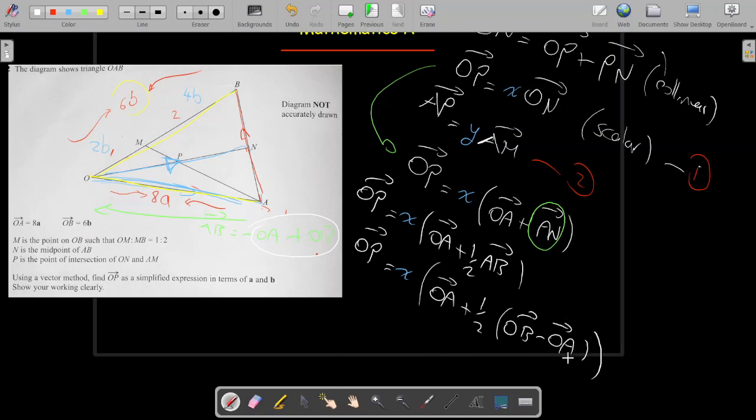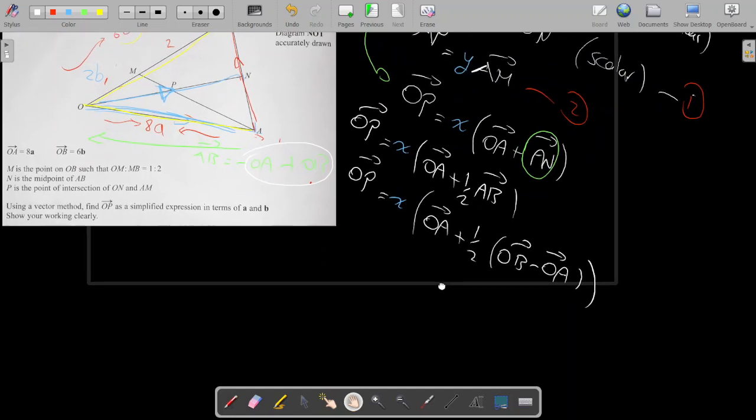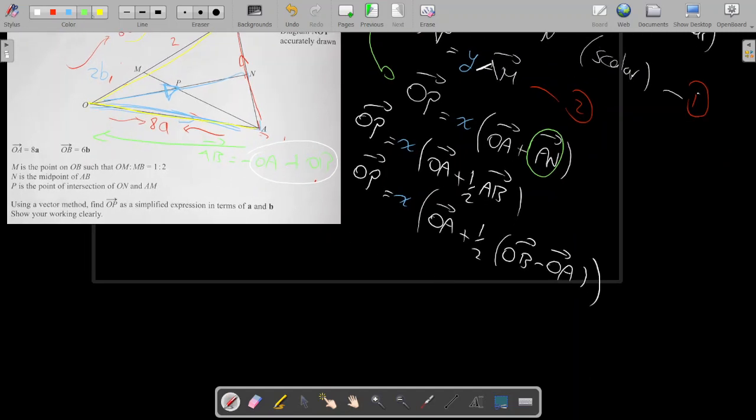Clear? Why am I doing this? I need these two terms here. They are in the same order because when I subtract, when I reduce, I can get rid of them and simplify my equation. So now the OP vector is going to be equal to what?